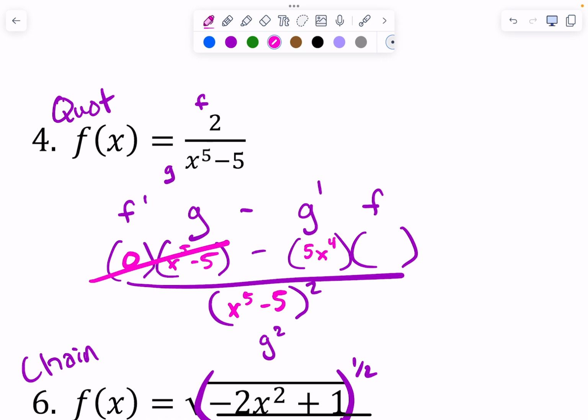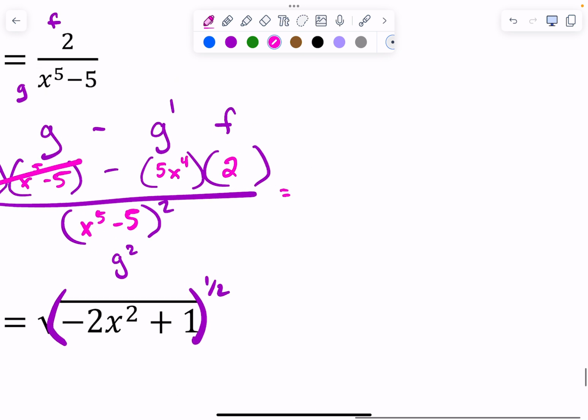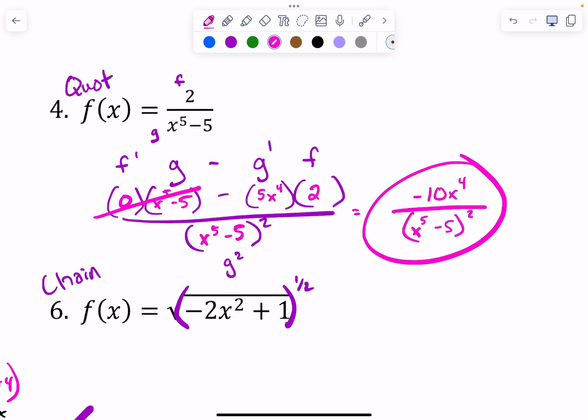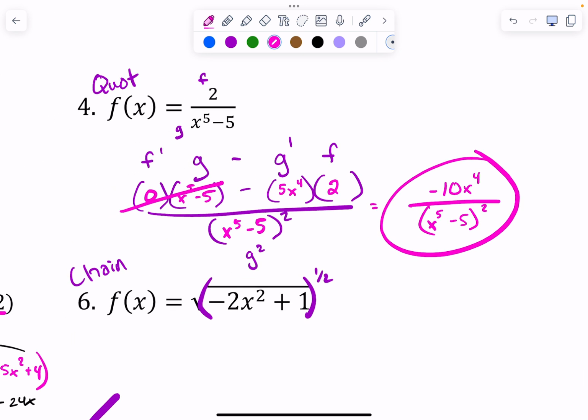5x to the 4th. Okay, times F, which is negative 2. So that means on the top I have negative 10x to the 4th, all over that junk squared. And we're going to leave it like that. Okay, quotient rule. That was easy peasy. Yep, I like it a lot.